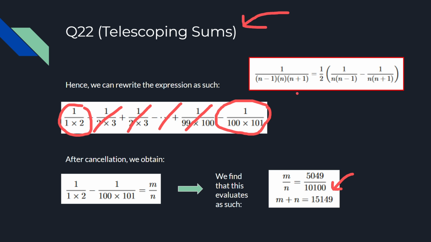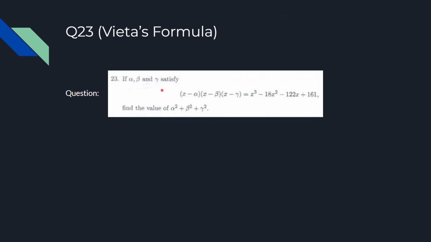So telescoping sums is when I find a nice way to express a term in terms of two expressions, which nicely cancel out when I work it out. Yeah. So now we have question 23.